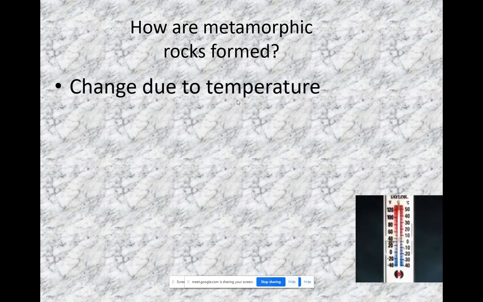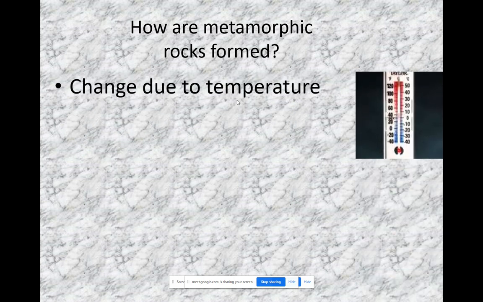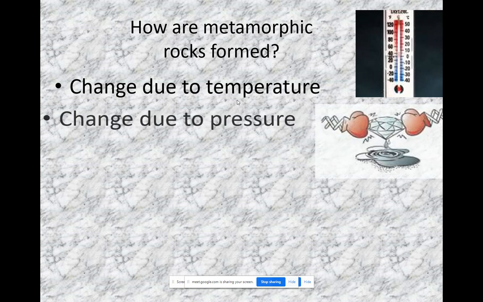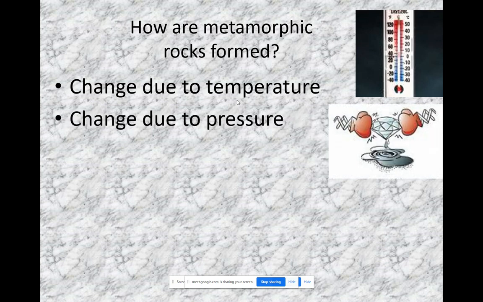There's going to be two things: change due to temperature and change due to pressure. Those are the two big ways. We have temperature and pressure. Usually we say heat and pressure with these. So temperature and heat, kind of the same thing. So that's how we get metamorphic rocks: we have heat and pressure going on at the same time, and it changes the rock itself.